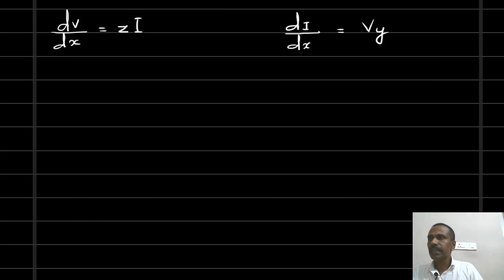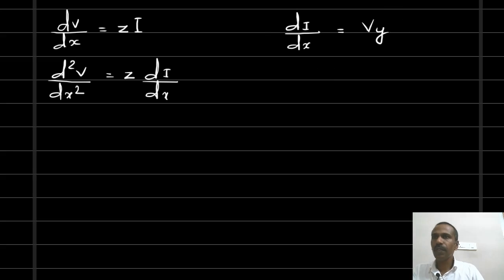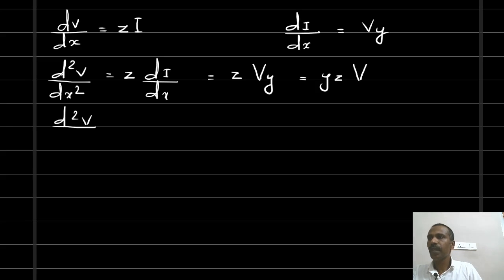If you differentiate this expression, it becomes d square V divided by dx square equals z into dI by dx. dI by dx equals V into y. That is z into Vy, or it is equal to yz into V. So d square V divided by dx square equals yz into V. This is a differential equation.